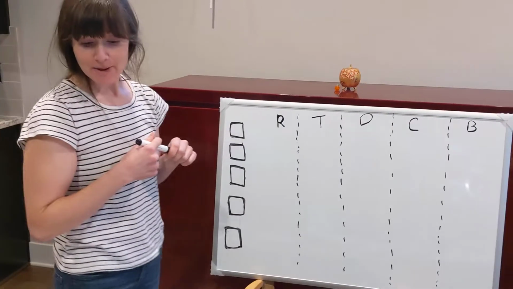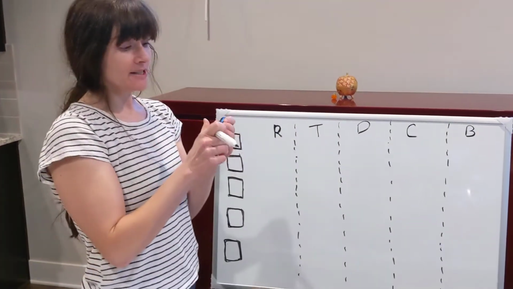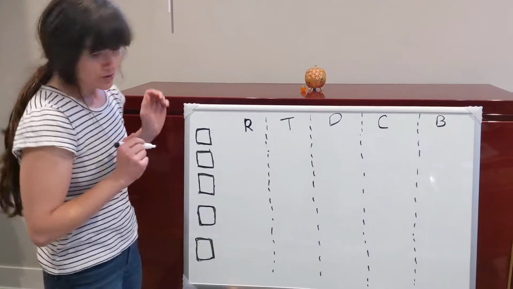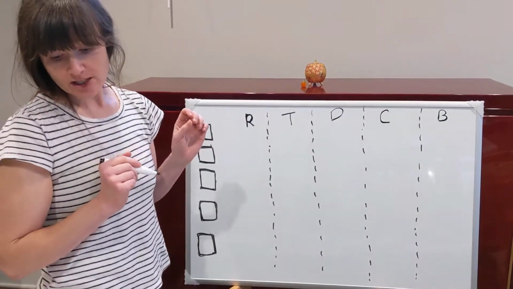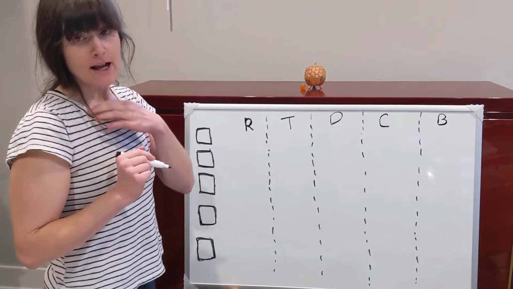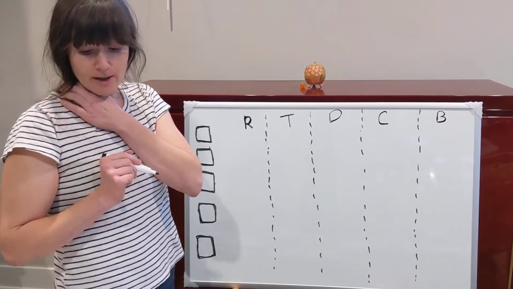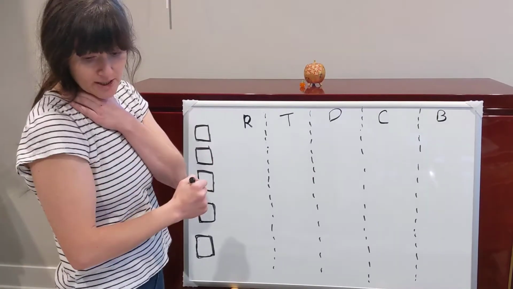Hi y'all. I'm going to be drawing out the brachial plexus today to hopefully make it a little bit easier. The brachial plexus originates from the spinal cord at the neck near the shoulder. It's formed by the anterior rami of C5 through T1.